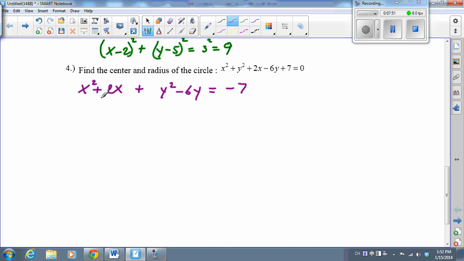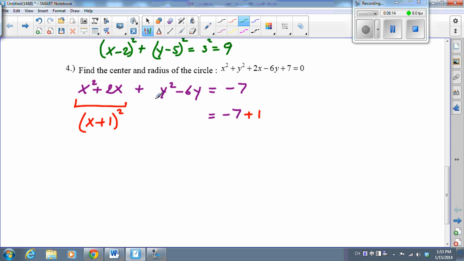From here, I will complete the square twice. Let's start with completing the square with the x's. This is actually (x + 1) squared. And if you remember how completing the square works, you need to add the square of this value on the opposite side. So I have negative 7, and I must add a 1 here.